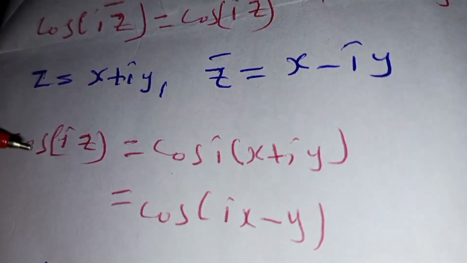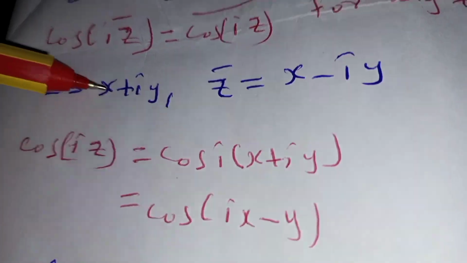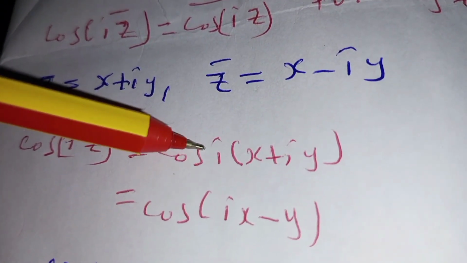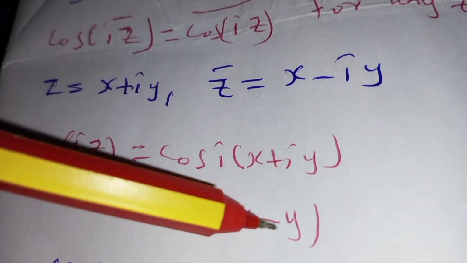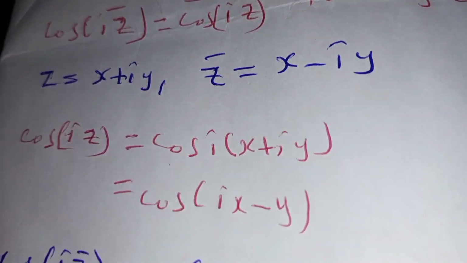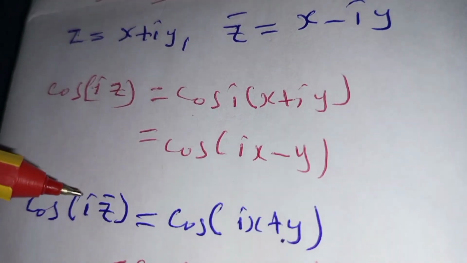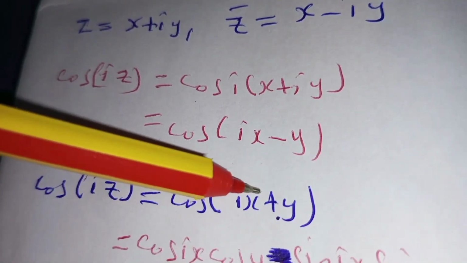note that for cos iz, instead of z, we substitute x plus iy. When you multiply with i, you will have ix. I squared is negative, so that's why we have negative y here. Then from there, cos of the conjugate of z is equal to this part here.